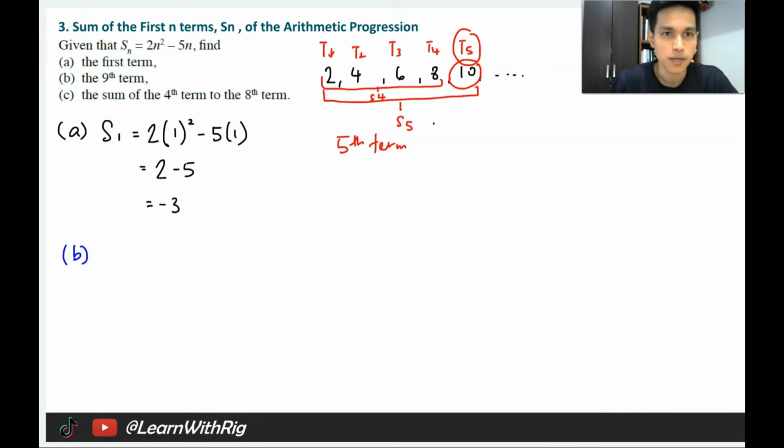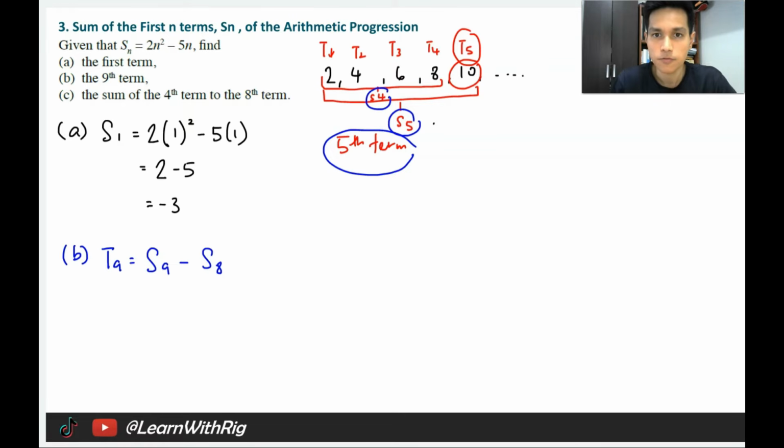Okay, so T9 is actually the same as the sum of 9 terms minus the sum of 8 terms. So you see, based on this example, if you want to find the 5th term, you can find the sum of total 5 terms minus the sum of 4 terms. So you eliminate the front 4 terms, so you only get the 5th term. Clear? So you're going to do that here.